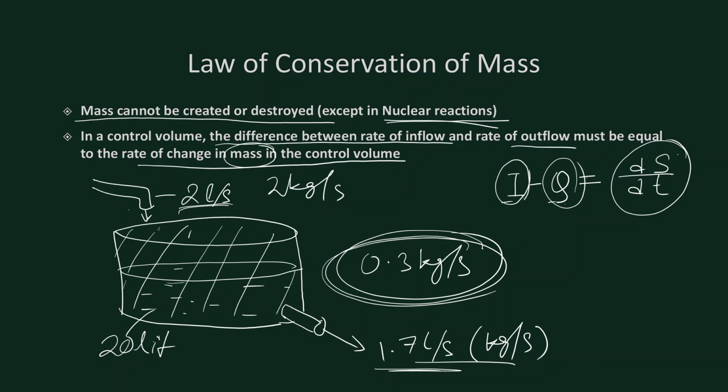Now if the density of the fluid while entering, while being stored, and while leaving remains constant, that is, only one density, in that case we can cancel out density from all these terms, and this becomes just the volume rate of inflow, the volume rate of outflow, and the volume stored inside the control volume.